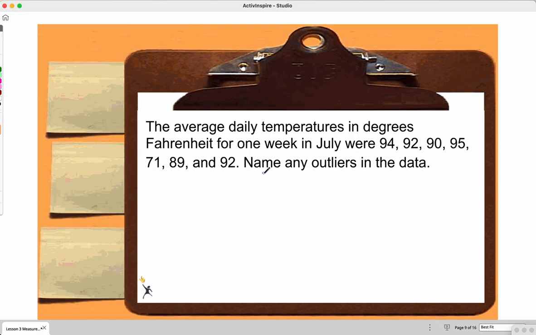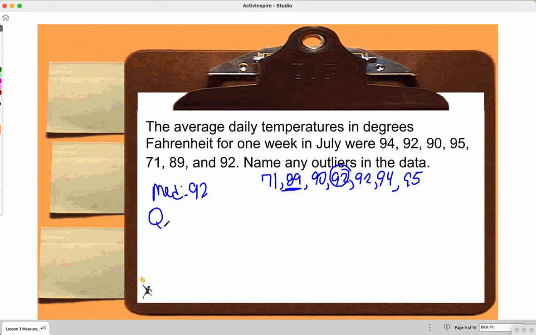All right, so this time, the first thing you had to do is put them in order from least to greatest so that you're able to work your numbers. So 90, 92, 92, 94, and 95. So these are my numbers. That makes my median right there at 92. It makes my quartile 1, 89. It makes my quartile 3, 94. And then that makes my IQR 5.